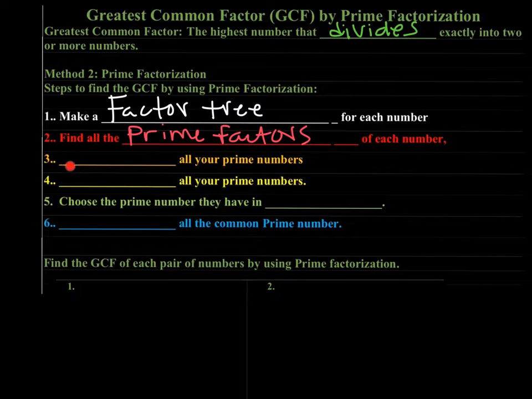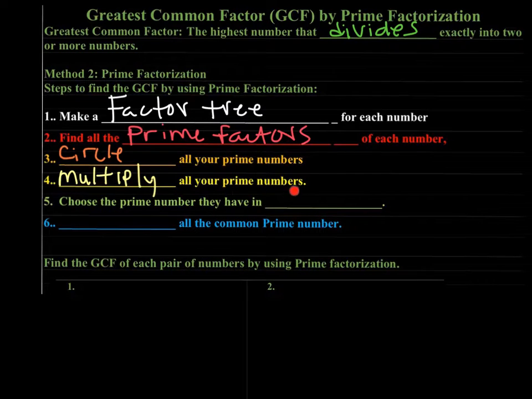So after you do that, go to step 3. Step 3 tells you to circle all your prime numbers. So let me write that down. Circle, C-I-R-C-L-E, circle all your prime numbers. So after you circle all your prime numbers, you want to go to step 4. Step 4 is to multiply all your prime numbers. So let me write that down. Multiply, M-U-L-T-I-P-L-Y. Multiply all your prime numbers.